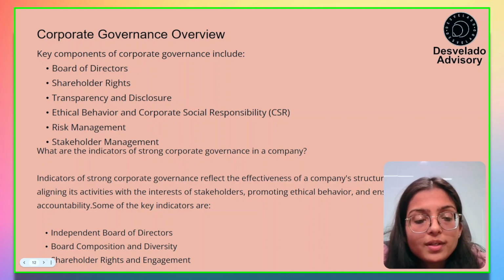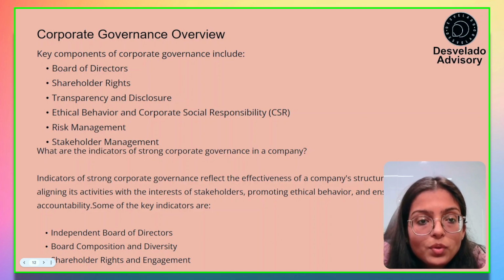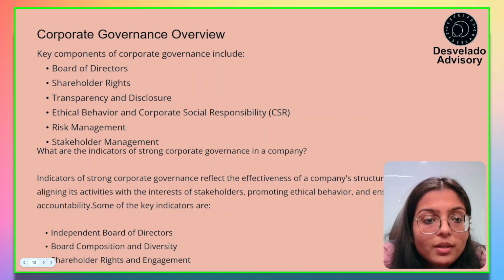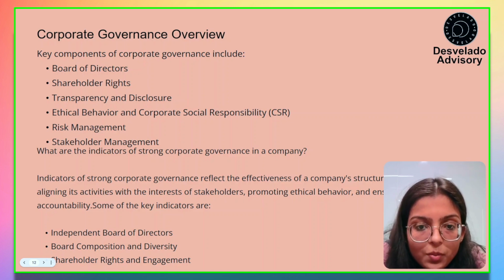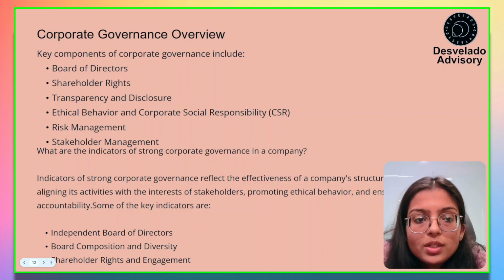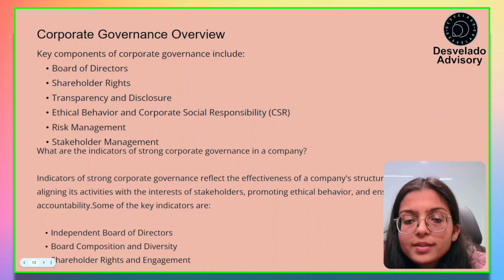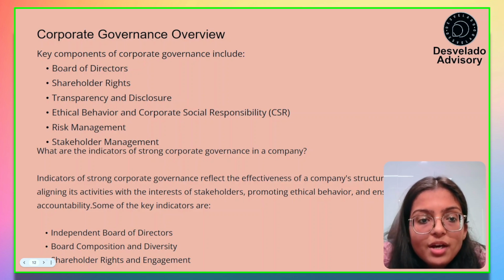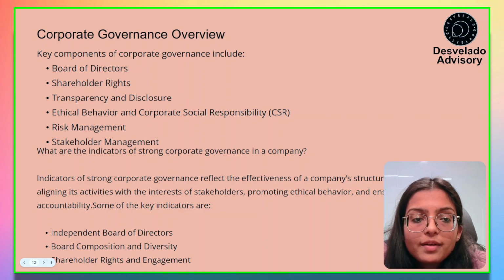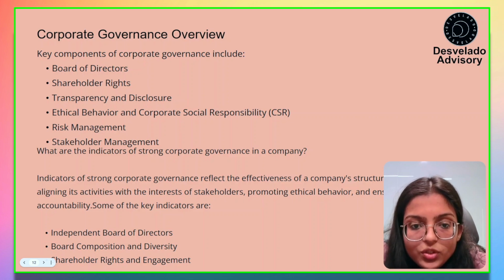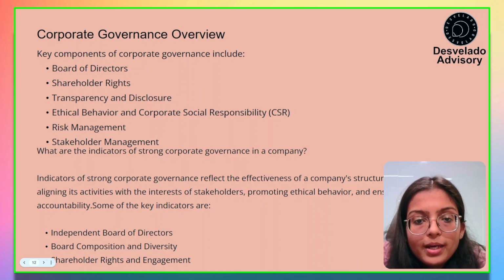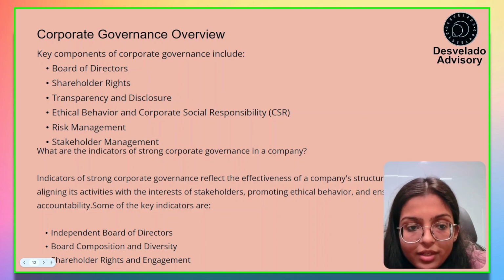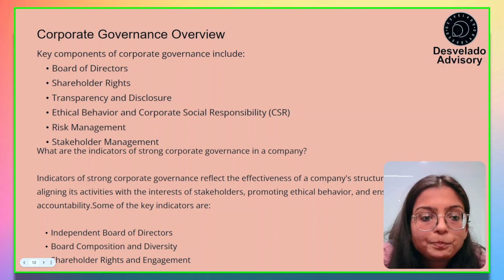These are some of the points the industry has to keep in mind in order to run a company. Now, what are the indicators of strong corporate governance in a company? Strong corporate governance means that the company's structures and processes are effective, and its activities are aligned with the interests of stakeholders, which also promotes ethical behavior and ensures accountability.